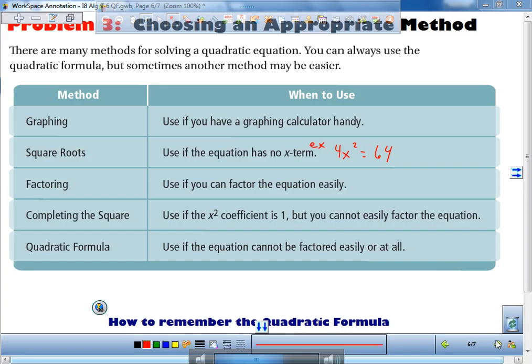But we'll move on, if I can here. I don't know what happened, so give me a second here.